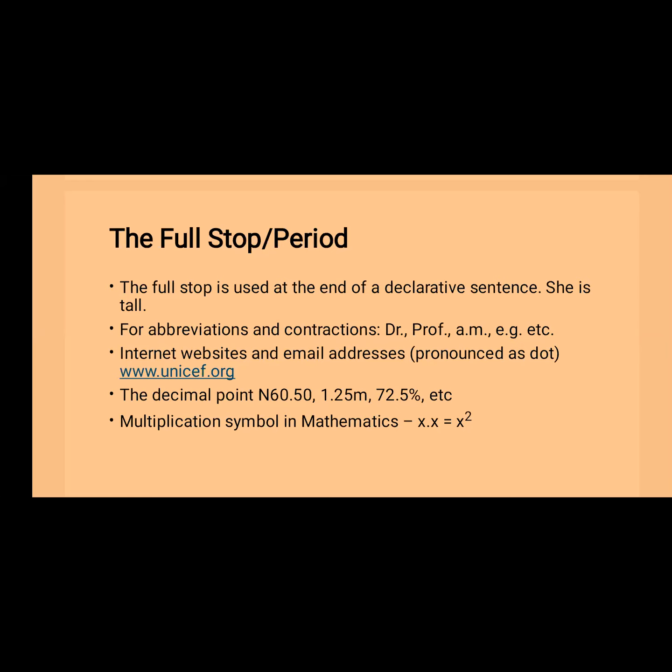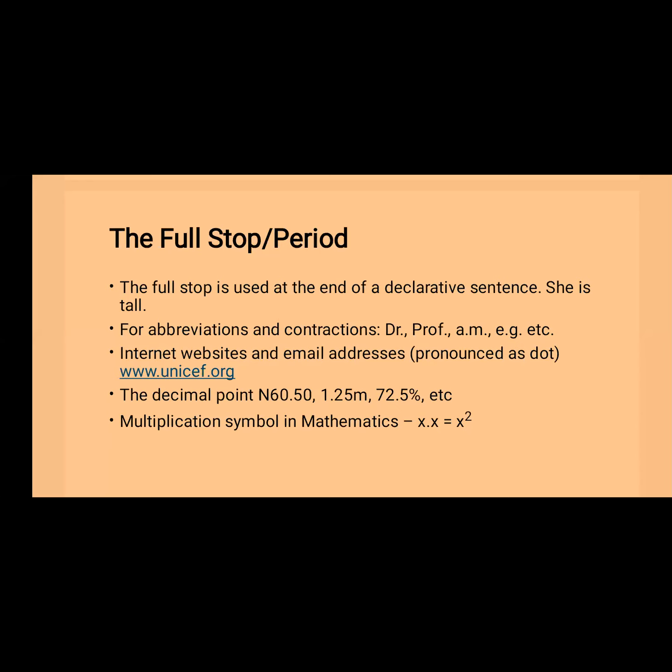We also use it in punctuation to mark the decimal points within a written figure. Look at 60 naira 50 kobo. The point there is a decimal marker to show the difference between the naira currency and the kobo currency. So that is that. 1.25 shows that the 25 is a fractional part of a meter, not a full meter. So 1.25 meters, 72.5%. So for the decimal point, we use the full stop.